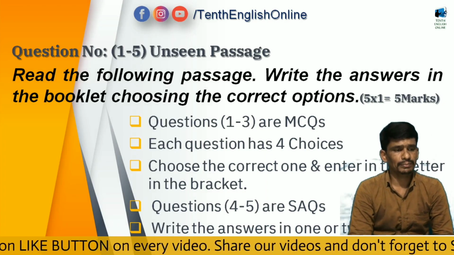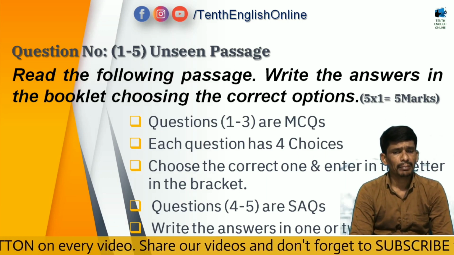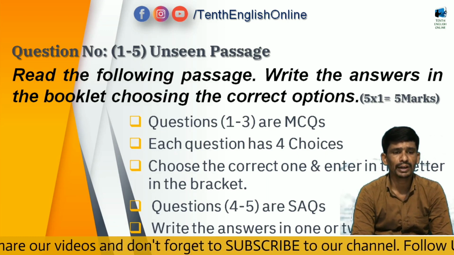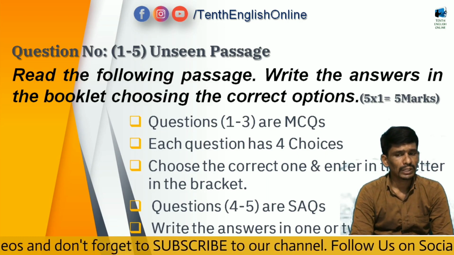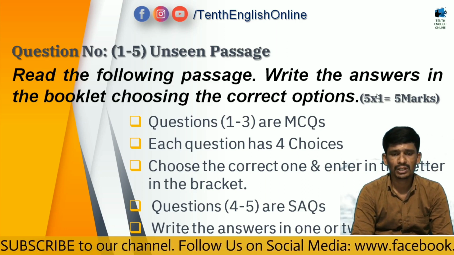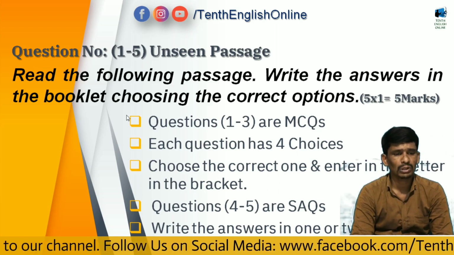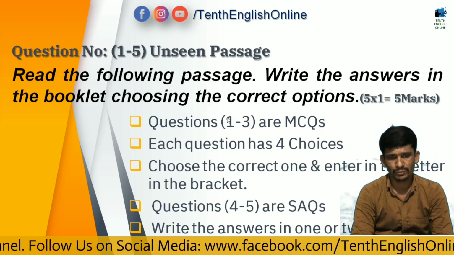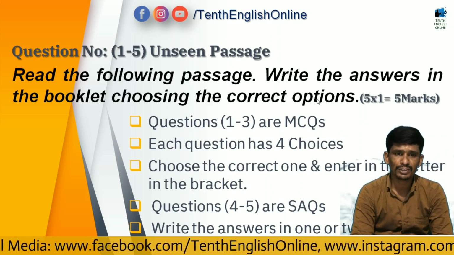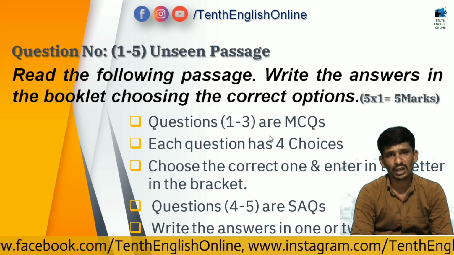So in Section A, the first bit starts with question numbers 1 to 5. The bit starts like this: Read the following passage and write the answers in the booklet, choosing the correct options. Here one passage will be given, and after the passage, 5 questions are asked.